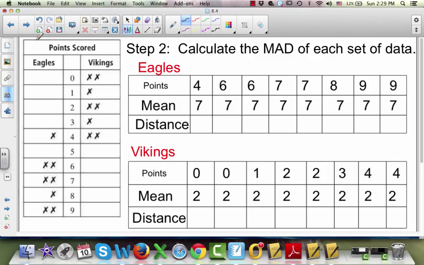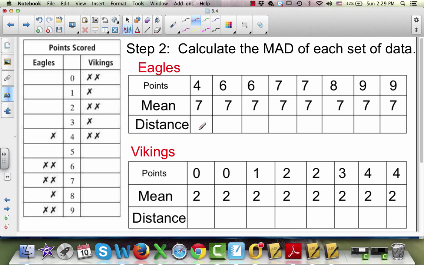Step 2. We want to calculate the mean absolute deviation of each set of data. So these are how many points each player scored: 4, 6, 6, 7, 7, and so on. And we calculated the mean to be 7 each time. So we put 7 down every time. And then we come over here and we try to figure out the difference between the two.